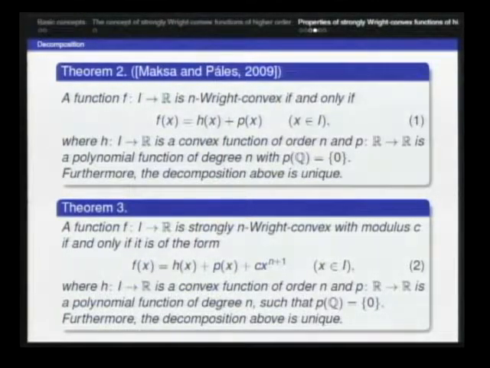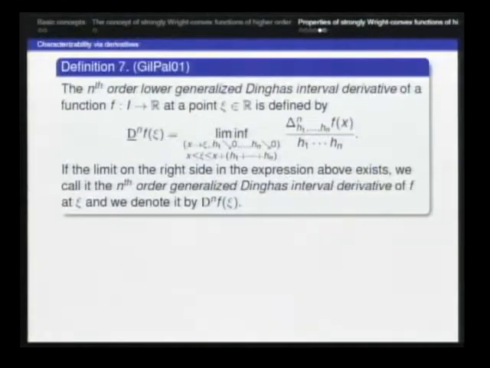And the third statement that I promised you will be a characterization of such type of functions using generalized derivatives. The generalized derivative we use here is this derivative. More precisely, this is the lower form of the derivative.